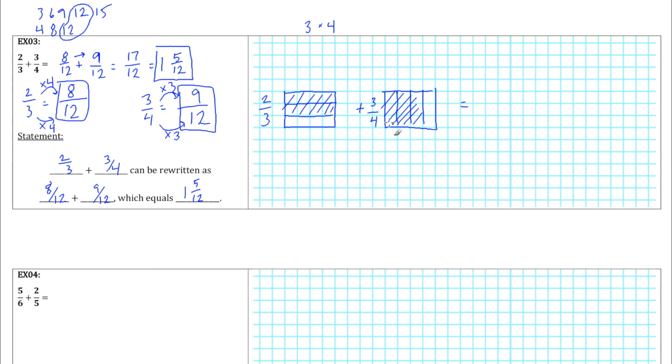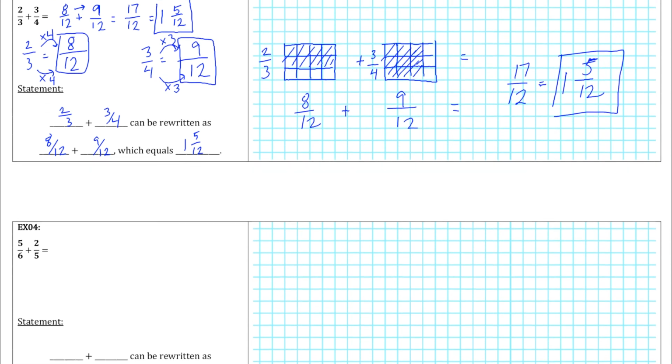Now in order to add them, it's easier if they have the same amount of parts. So I'm going to create a common denominator by drawing in these lines. And 2/3 is actually 8 out of 12 total, because 1, 2, 3, 4, 5, 6, 7, 8, 9, 10, 11, 12. And I'm going to add 9 out of 12 again. And then I still get 17/12ths, which is 1 whole and 5/12ths.